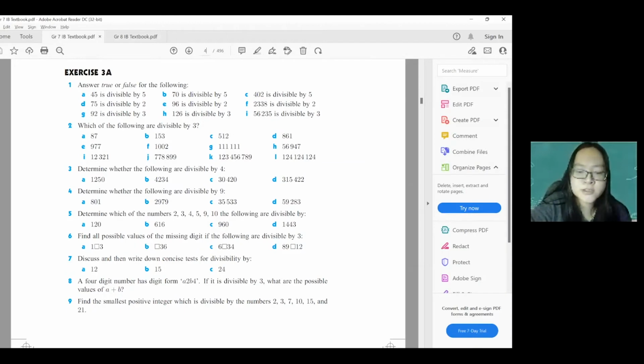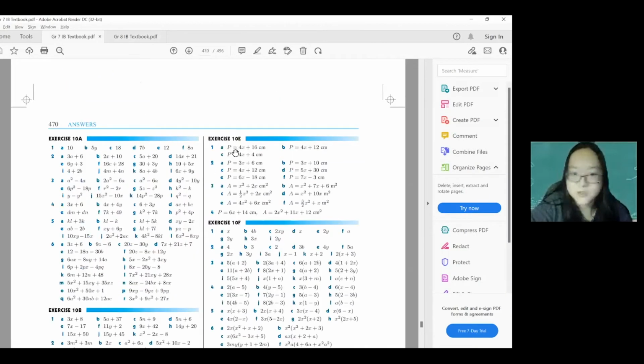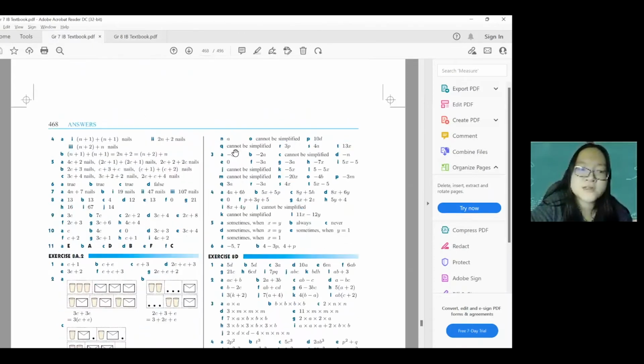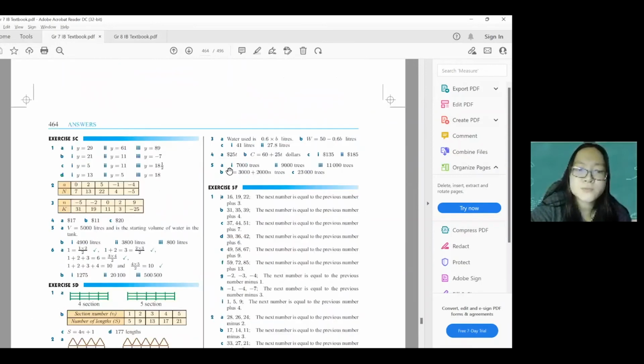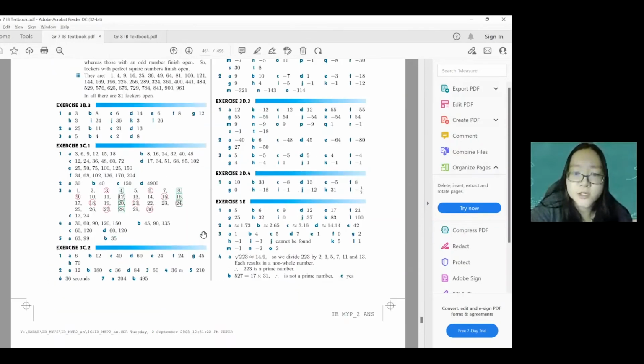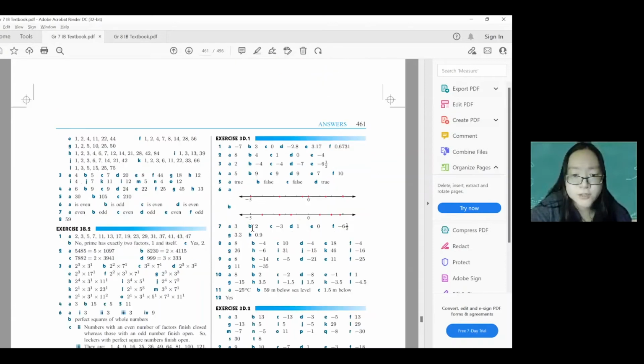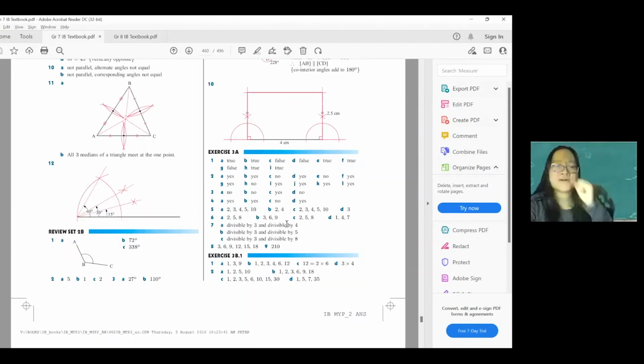If you want to check your answers, then go to the back. It's always at the back, right? And just find whatever the exercise is. So in this case, it is exercise 3A. We can see that the answers are here, and you can check your answers here. It's only ever the final answer. So let's say it was a really long word problem, you're not going to get any steps. It just shows you the final answer, but that's better than nothing, right?